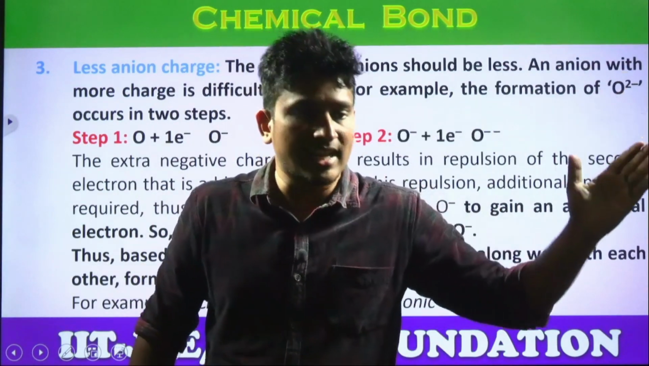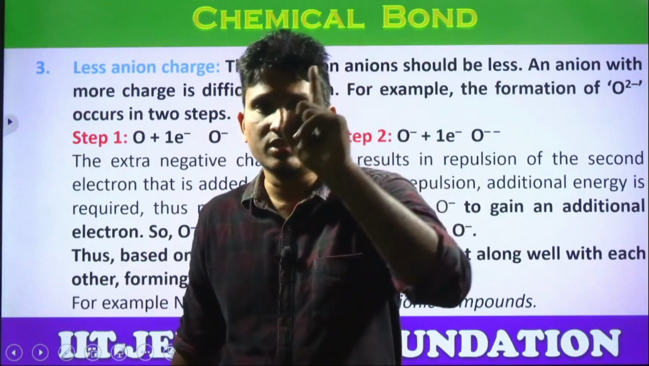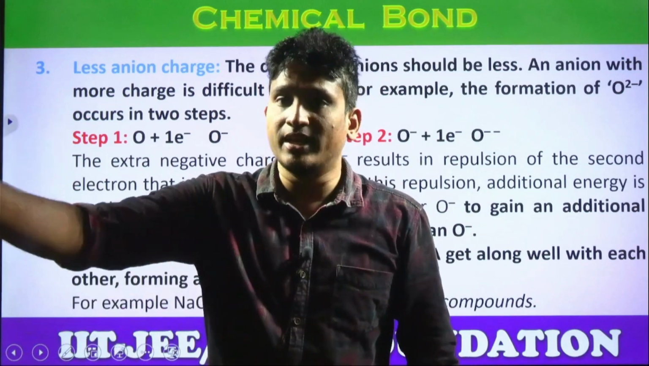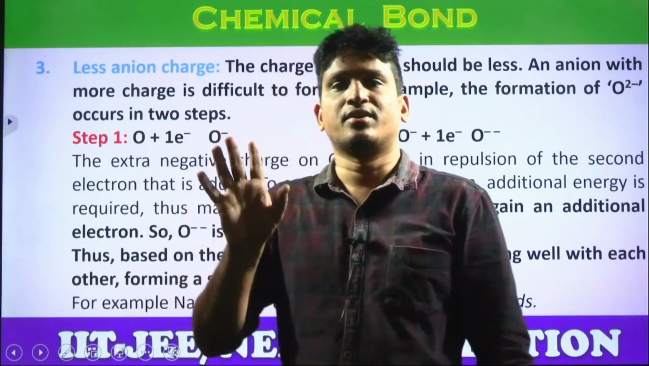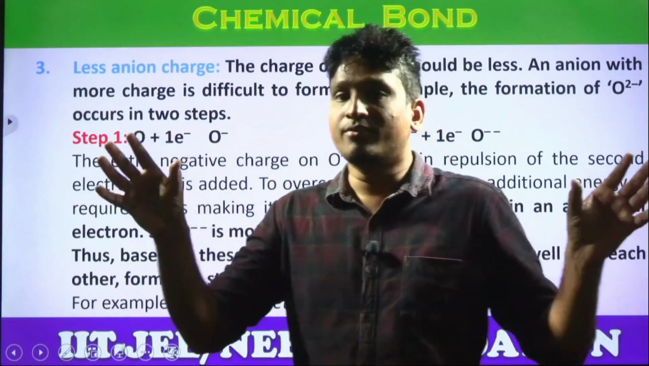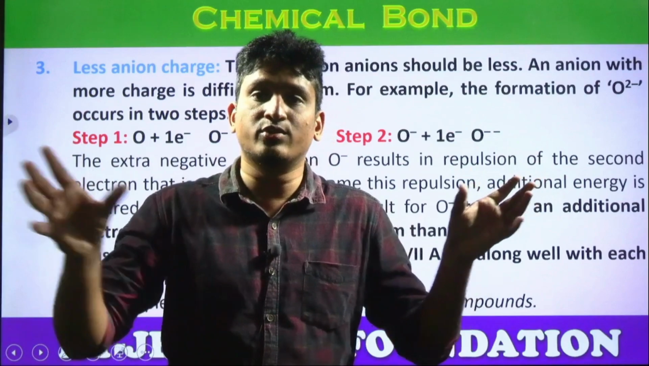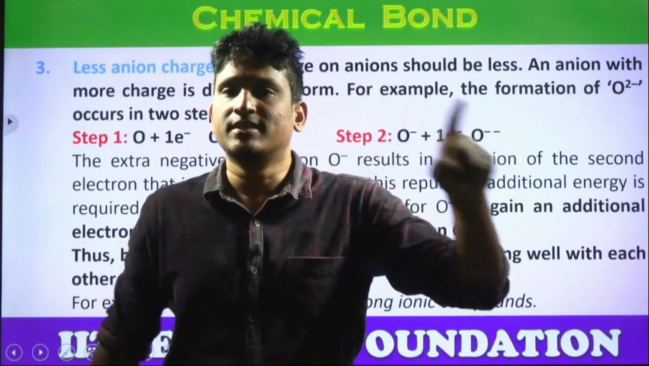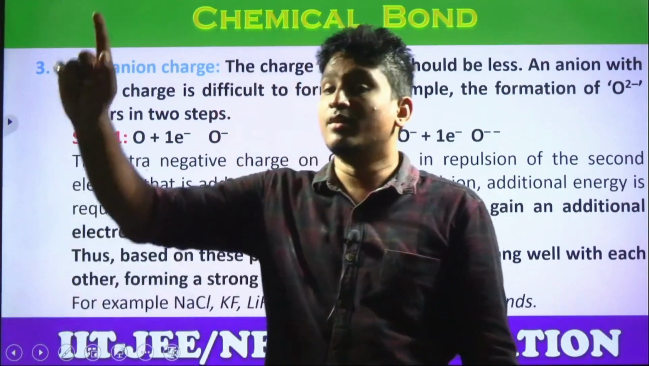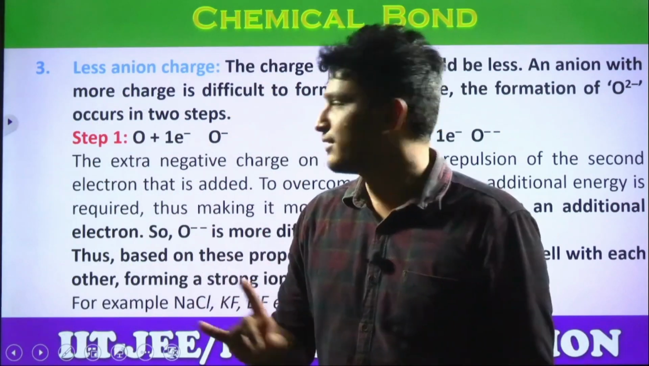First group elements can easily attain noble gas configuration by losing one electron, and 17th group elements can easily attain noble gas configuration by gaining one electron. Got the clarity? So the bond formation between first group and 17th group is highly ionic in nature, mostly between cesium and fluorine. Cesium is the highly electropositive element, fluorine is the highly electronegative element.